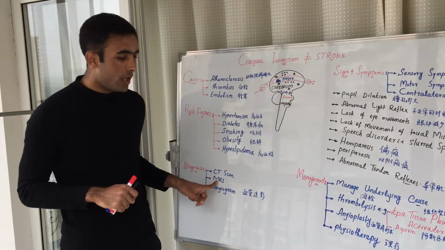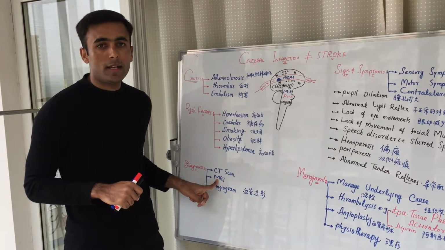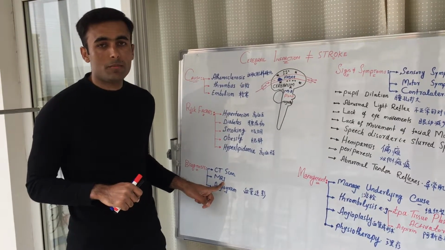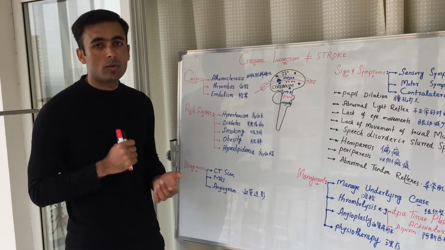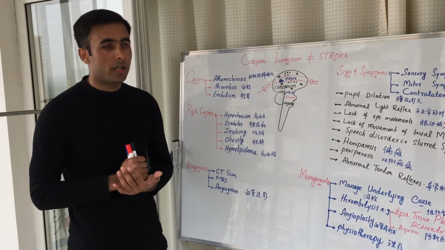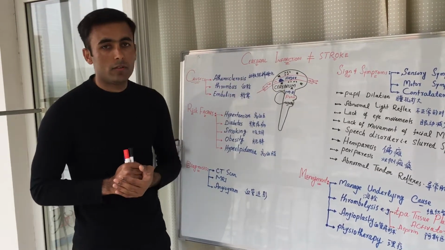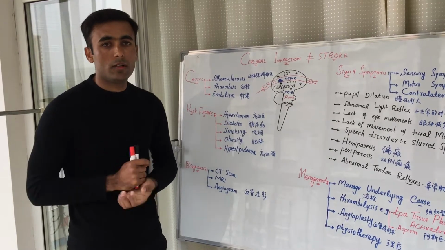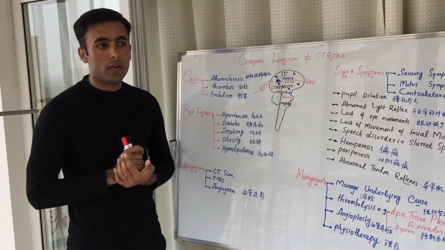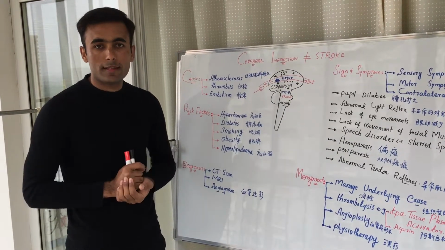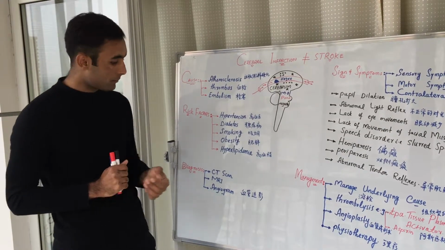Second thing you can do is MRI, right? Magnetic resonance imaging. And MRI is the gold standard test to diagnose a patient with cerebral infarction. It is very efficient, very clear, very prominent, and you can say it has the highest diagnostic value.